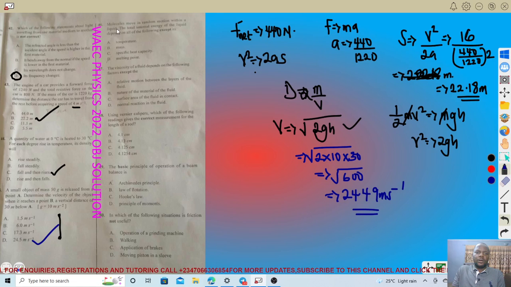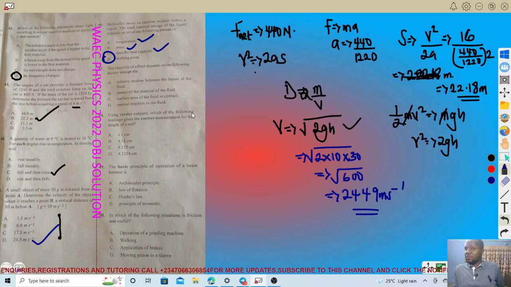The next one says molecules move in random motion within a liquid. The total internal energy of the liquid depends on all of the following except: kinetic energy depends on temperature, mass of substance, the change in temperature, but does not depend on the melting point. I think this person also has picked the right answer.